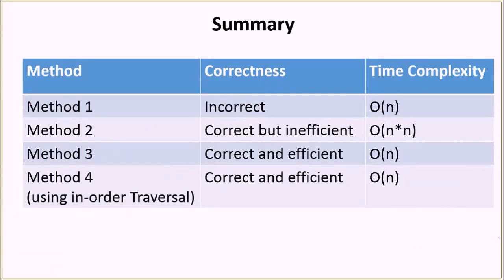So in total, we saw four methods. The first one was an incorrect solution. The second one was a correct solution, but it was inefficient because it was taking order of n square time complexity to do the job. The other two were correct and efficient, including the algorithm where we were dealing with the in-order traversal. Both of these algorithms did the job in order of n time complexity, which is the minimum possible time complexity, because the size of the tree will be order of n, and you'll actually have to visit each of the elements at least once to work on that binary tree.